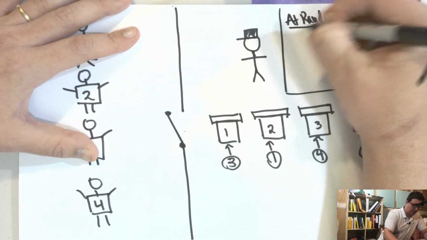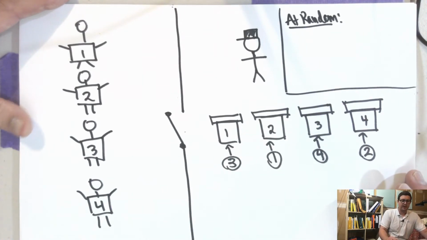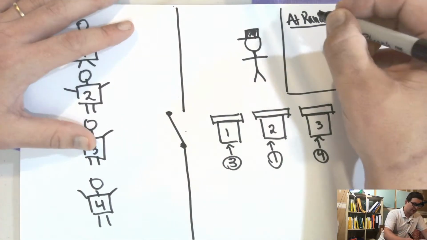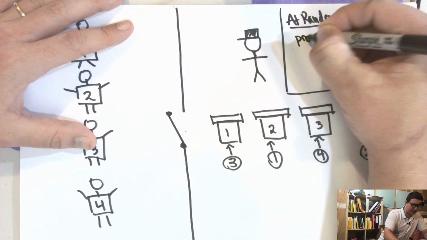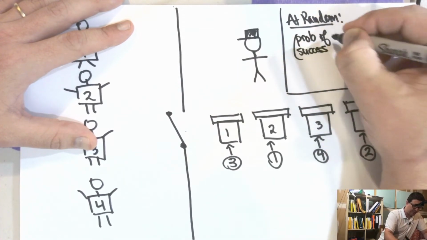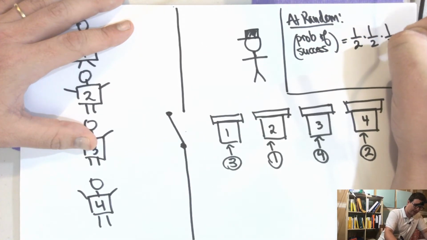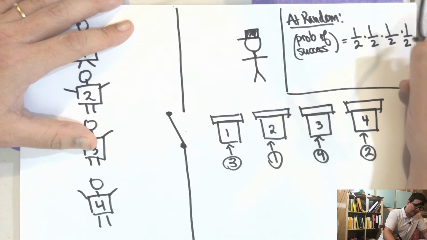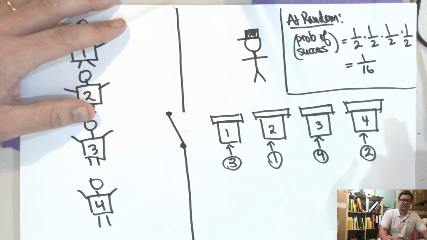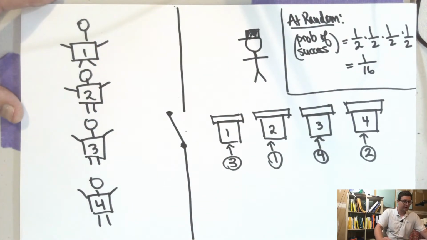They each would get to pick 2 boxes. They have a 1 in 2 chance that their number will be in one of those boxes. So at random, the probability of success is 1/2 times 1/2, that's a 4th, times 1/2, that's an 1/8, times 1/2, that is 1/16. That's less than a 10% chance. It's actually pretty bad.